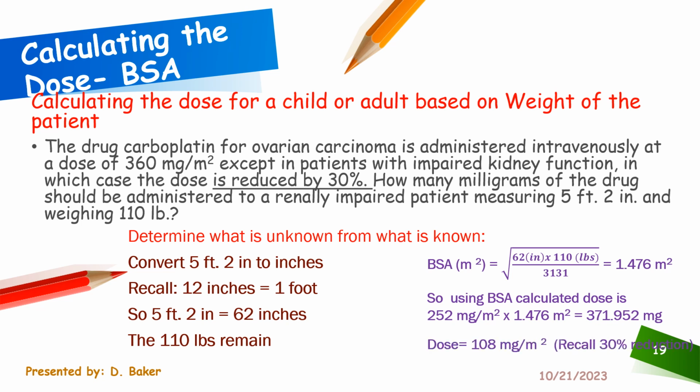Now, if this patient had perfectly functioning kidneys and no dosing adjustment was needed, it would mean that you're going to be giving the patient 252 milligrams of drug plus the 108 milligrams, which is what you reduced it by initially. So you'd be looking at 360 milligrams multiplied by the patient's body surface area of 1.476 meters squared.